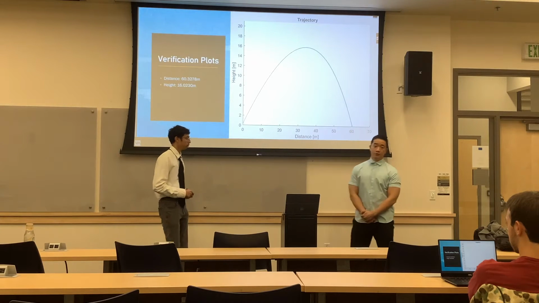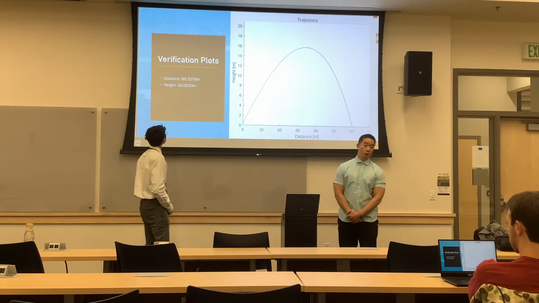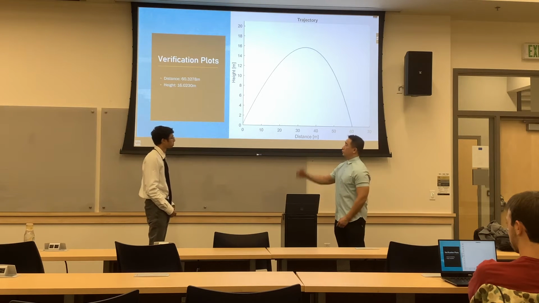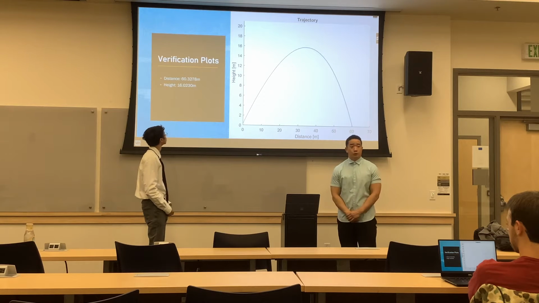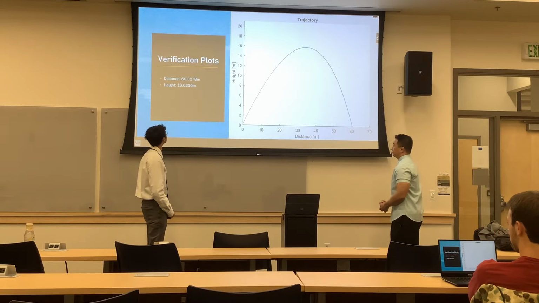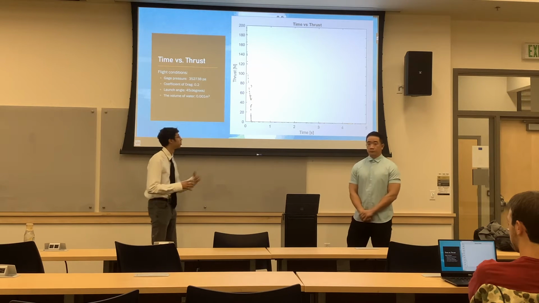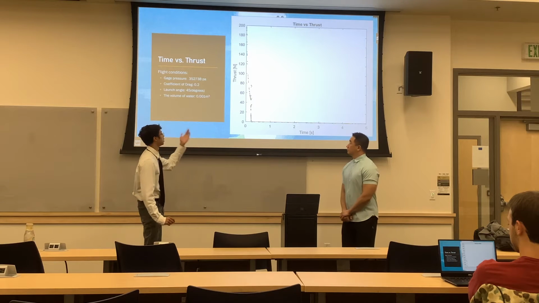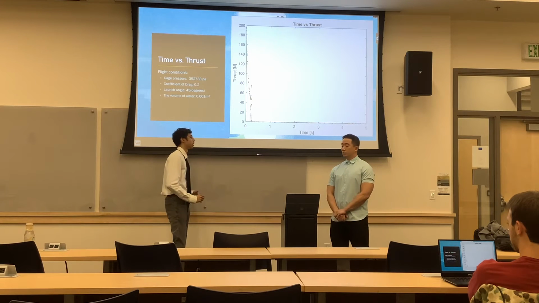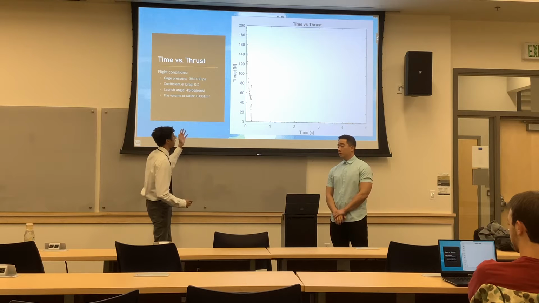This is our verification plot. This came from part 1 of our project, and this is what we use to make sure that our trajectory for this assignment is working. So after that, we plotted our time versus thrust, and this time versus thrust is gathered from our final results, which we will talk about in a couple slides.